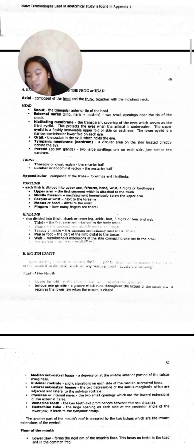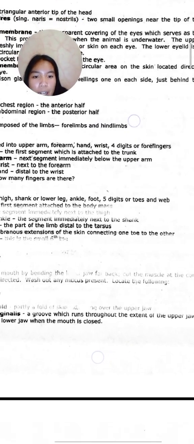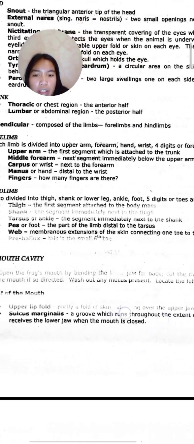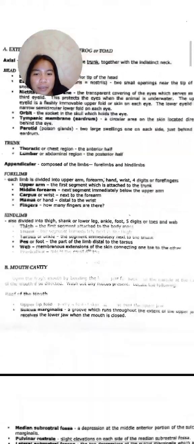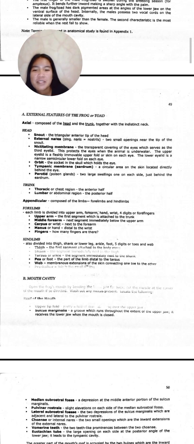Next is sulcus, mouth cavity. Open the frog mouth by bending the jaw far back, cut the muscles at the corner of the mouth if so directed.